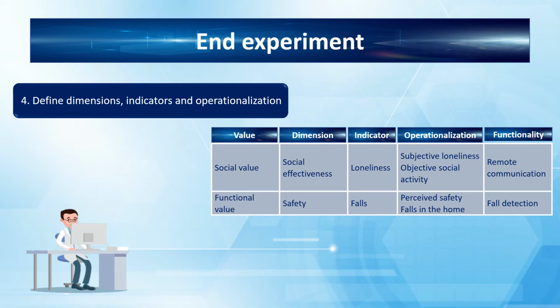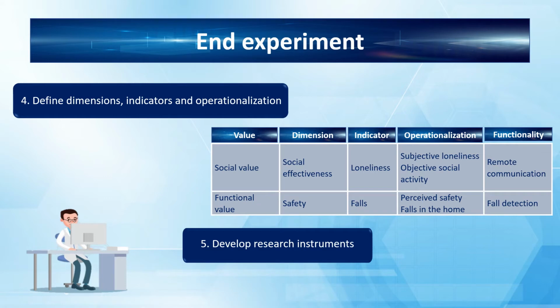Another type of value could be functional value, so that the robot helps solve an issue. For example, related to the functionality of fall detection. The dimension that you are actually measuring in your experiment is safety, and falls is an indicator for that. You can operationalize the dimension safety, looking at perceived safety, but also very practical, the number of times an older adult falls in the home.